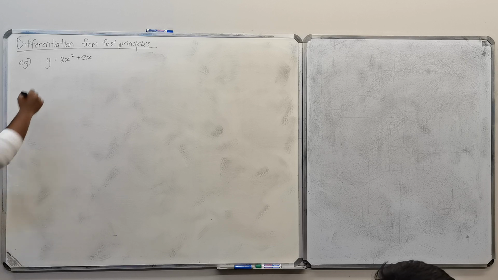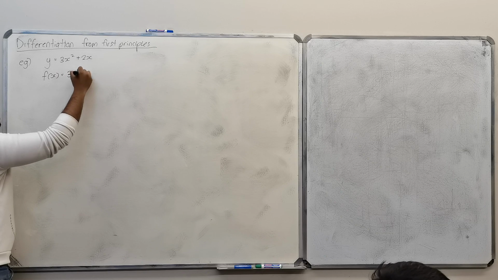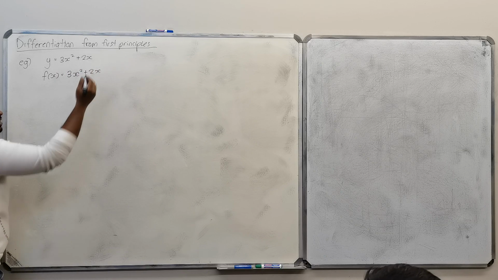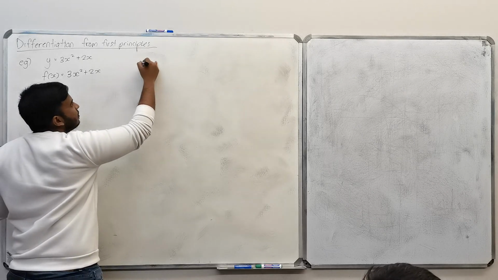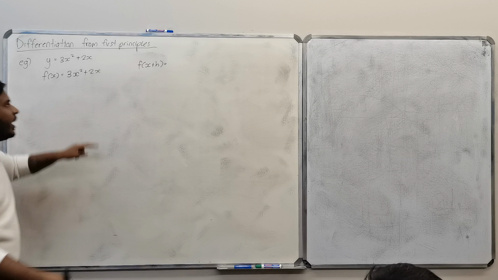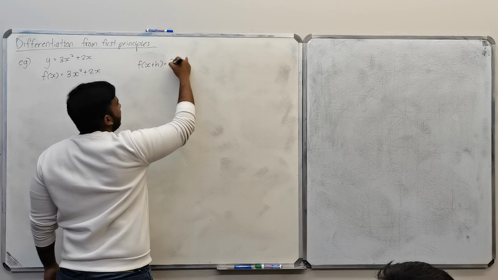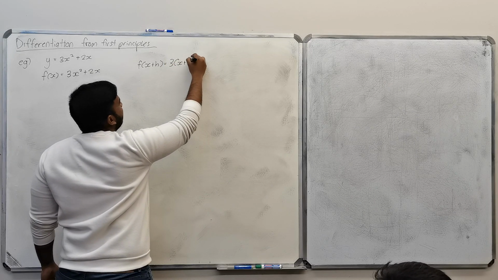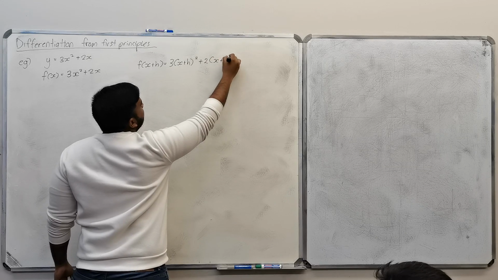X, right? So, when you're writing a function, you say the function of the independent variable is equal to that equation. Another thing we need to do is have the function of x plus h. So, wherever we see x in this equation, you substitute x plus h. So this would be 3 into (x plus h) all squared plus 2 into (x plus h).